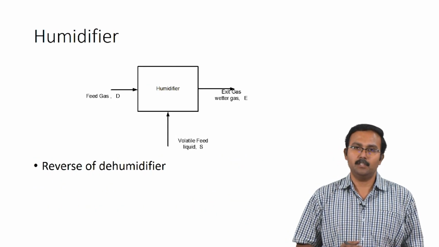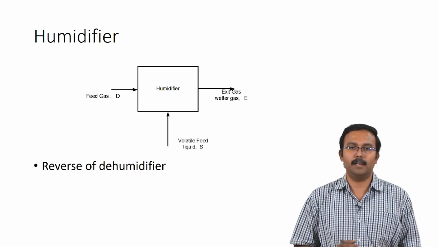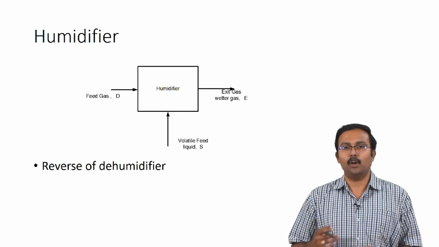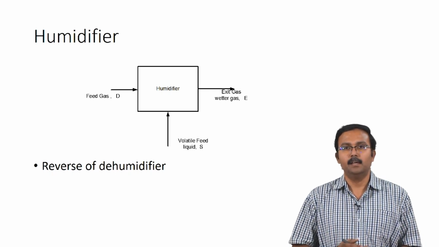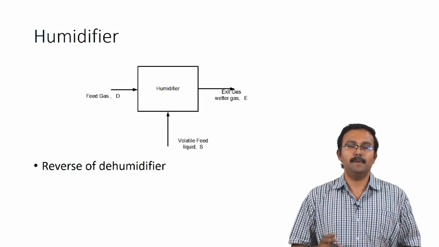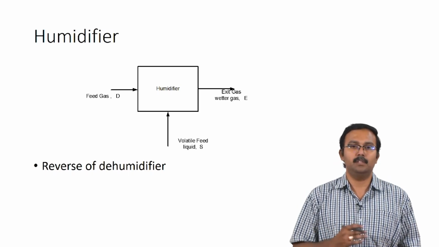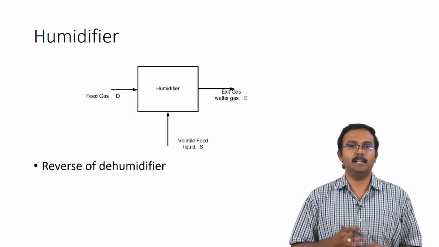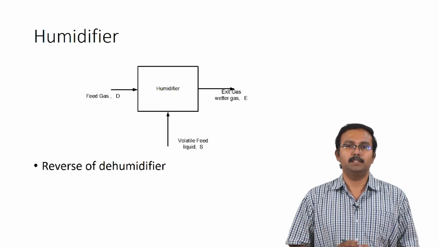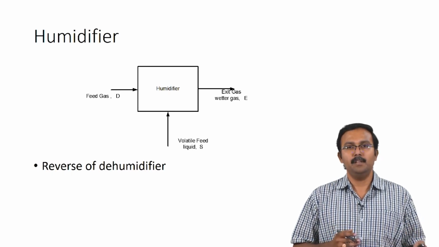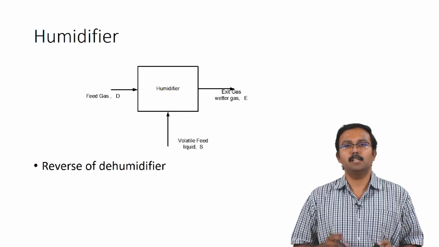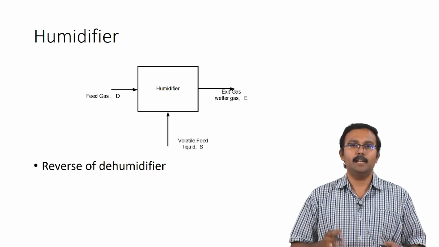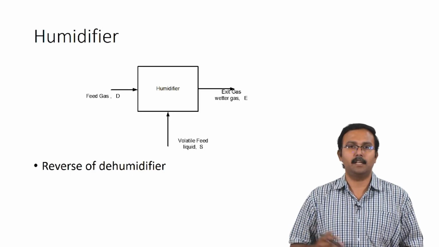You also have the reverse of a dehumidifier, which is called the humidifier. The feed gas is the drier gas, it enters along with a volatile feed liquid and the exit gas ends up being a wetter gas compared to the feed gas. So, these two systems are very commonly seen in many chemical and biochemical processes. We would need humidified or dehumidified air because we would want to maintain the concentration of water vapor present in the air to ensure that the processes take place as required.